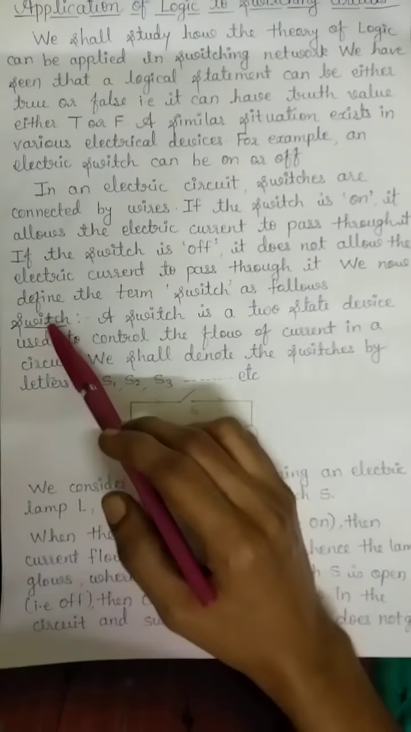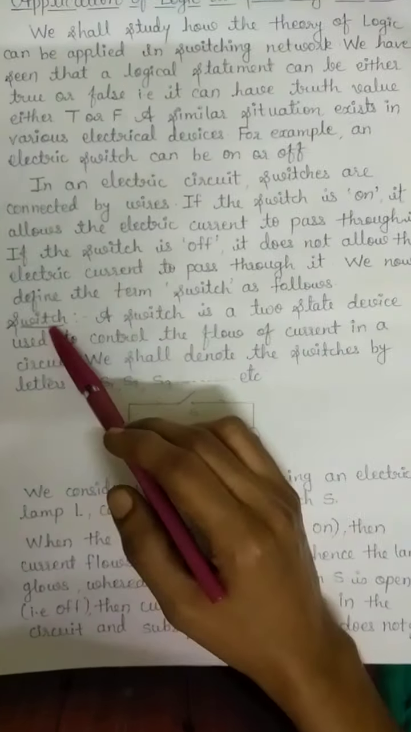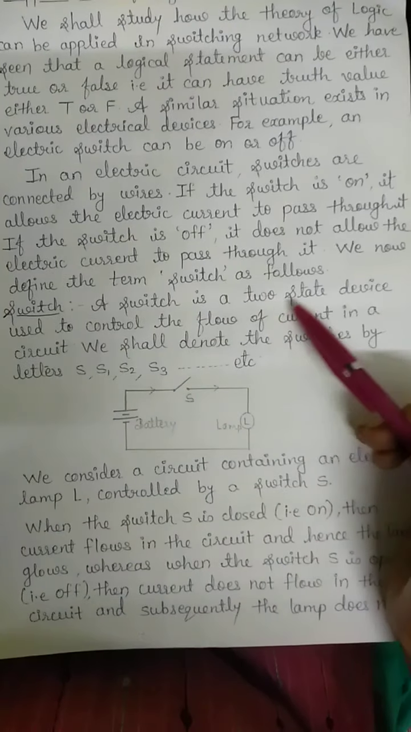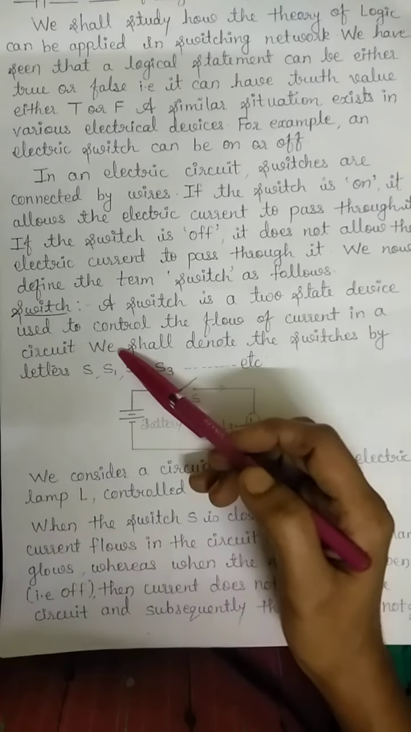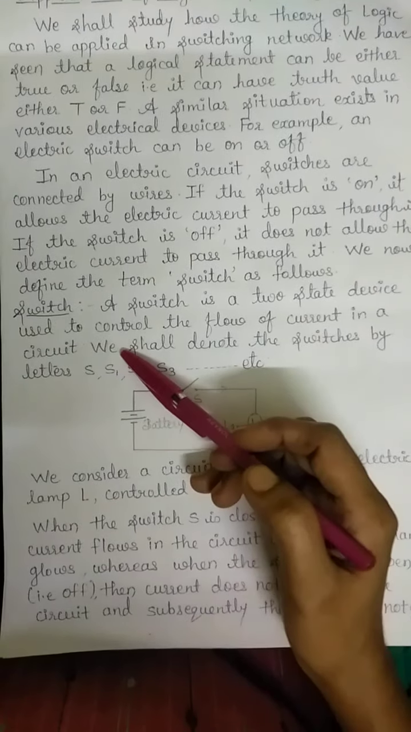We now define the term switch as follows. A switch is a two-state device used to control the flow of current in a circuit. We shall denote the switches by the letters S, S1, S2, S3 and so on. Now see here, one circuit diagram is given. Here we have switch which is denoted by S, then battery and lamp is denoted by L.